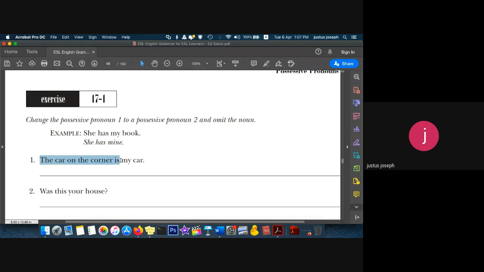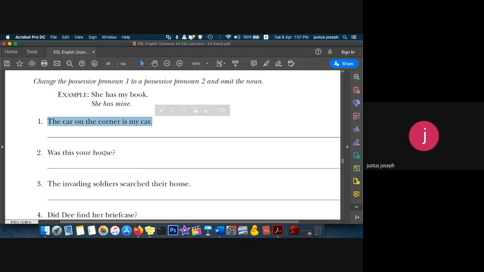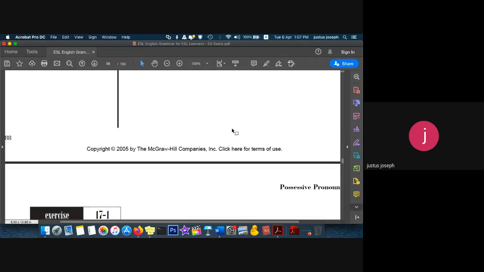The car on the corner is my car. The car on the corner is mine. Was this your house? Was this yours? The second possessive pronoun is simple, yours. S. That's it. Okay.